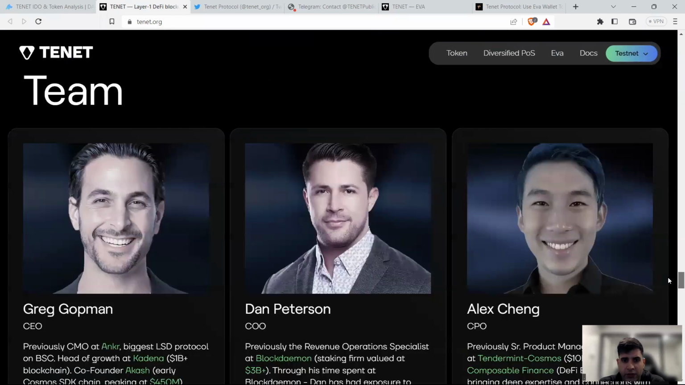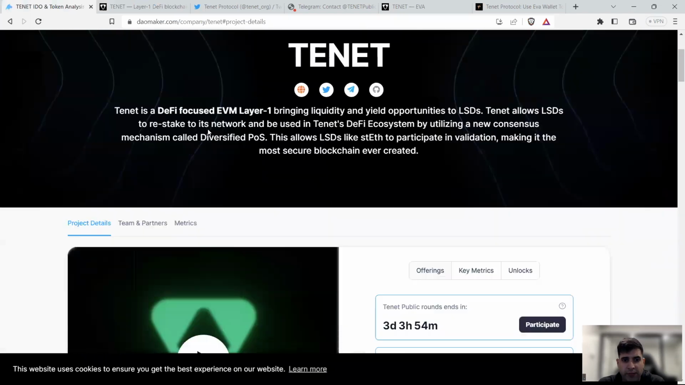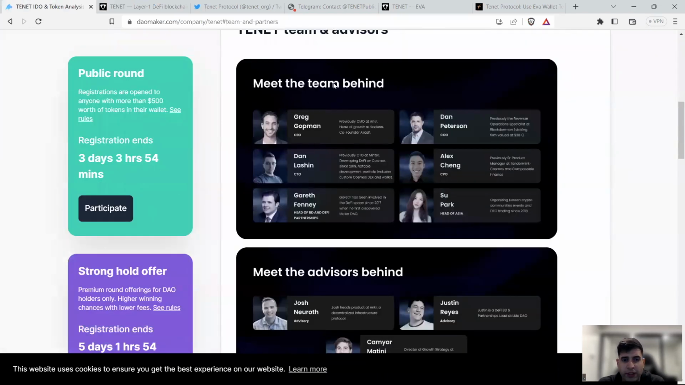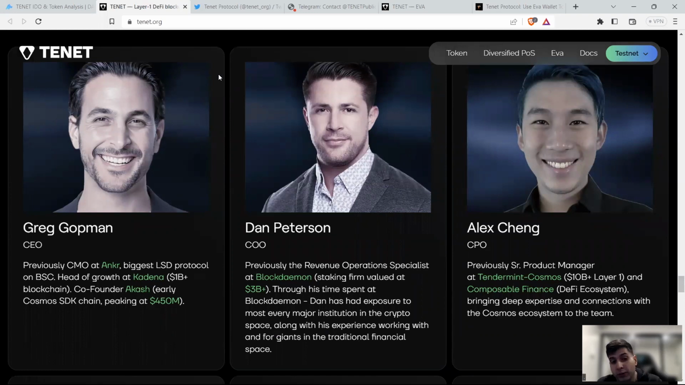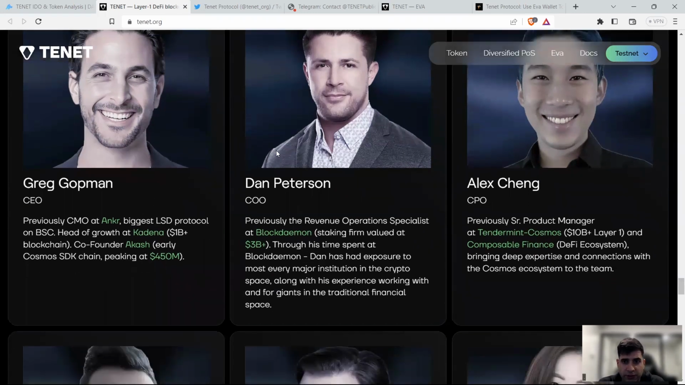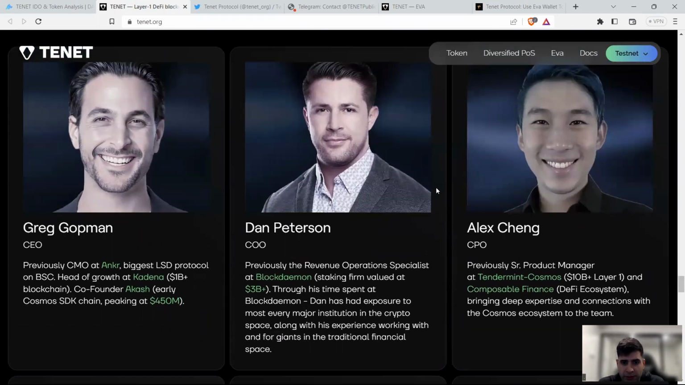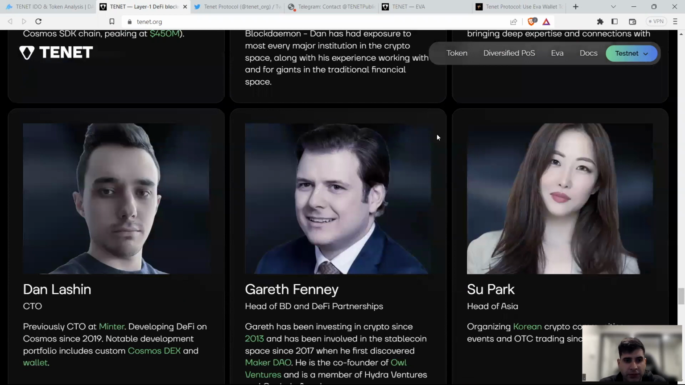In terms of the team, partners, and backers, they've got a very strong team behind it. They've got the CMO, previously at Ankr. And by the way, Ankr is one of the partners of the project, which is the biggest liquid staking dollar protocol right now on Binance Smart Chain. He also has a head of growth from Cardano and the founder of Acash, which is a Cosmos software development kit. They've got the CEO, Dan Peterson, who was at Blockdaemon before and has very high exposure to most of the staking platforms. Their CPO was a product manager at Tendermint, Cosmos and Composable Finance, so also very experienced in the field of DeFi.